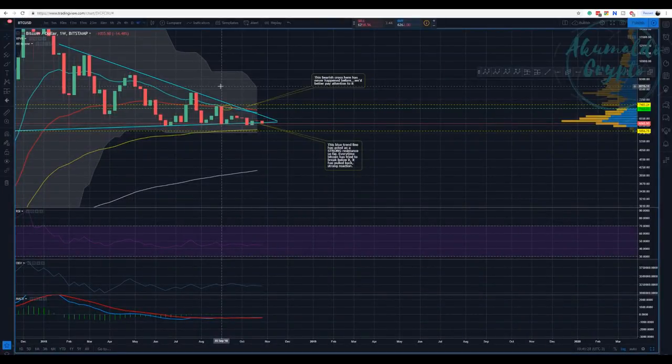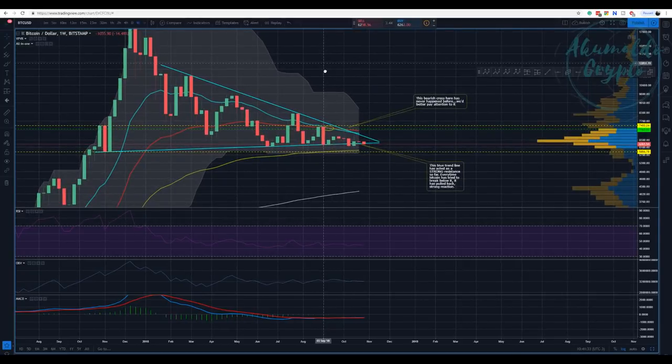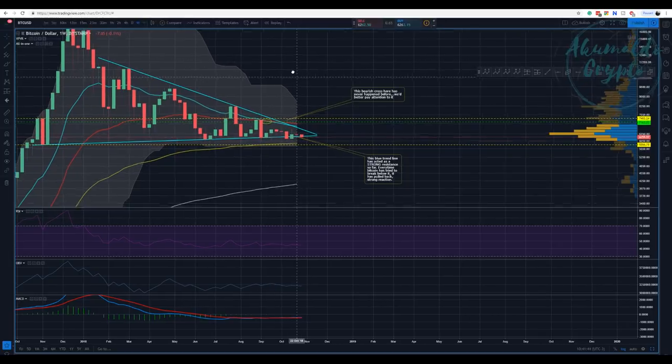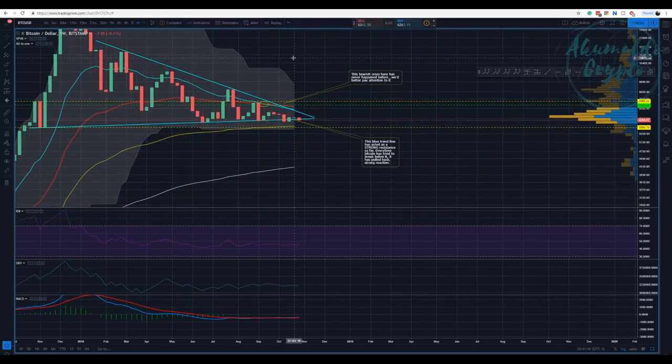Okay guys, Akumolo Crypto here with another Bitcoin update, and finally a movement. Not a huge movement, not something that we would love to see, but it's something that is really starting to help us figure out what's happening.